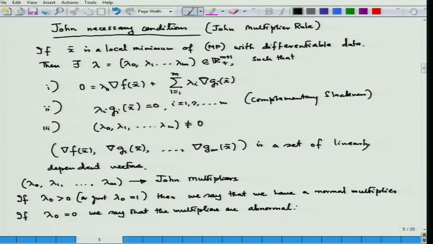Now, it is important to know that at a given x bar, there can be more than one multiplier which will satisfy the condition. If x bar is a local minima, it has to satisfy this condition, which means you have to find a lambda which satisfies this, this and this. So I could get a set of multipliers where lambda naught is 0, and possibly also a set of multipliers where lambda naught is 1 or strictly greater than 0.